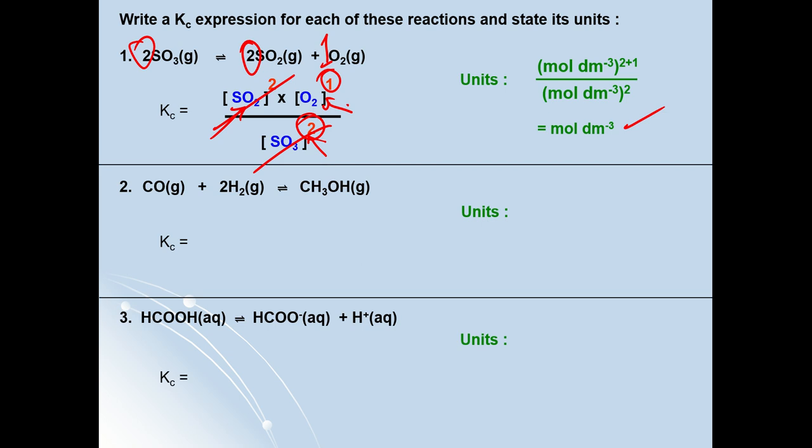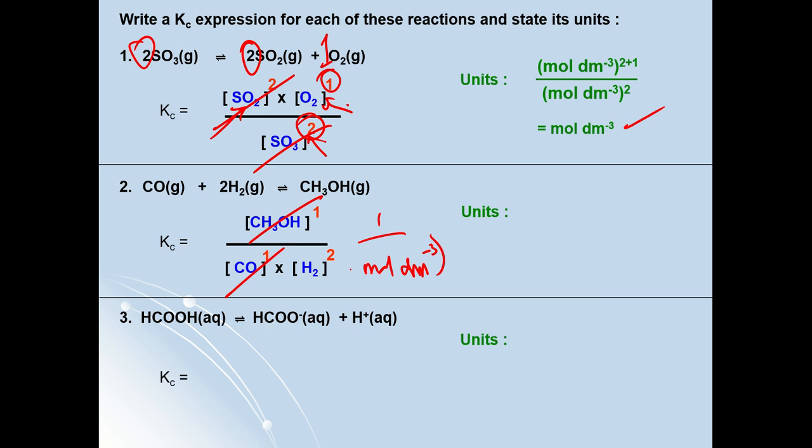Okay, so I'll do the second and third ones here. I'll just go through them. I'll not talk you through these because they hopefully are fairly straightforward. Okay, so that's our Kc expression. Okay, and we would cancel and cancel, and we'll end up with 1 over moles per dm to the minus 3 squared. Okay, and that becomes moles to the 2 dm to the minus 6, over 1, and that becomes moles to the minus 2 dm to the 6.